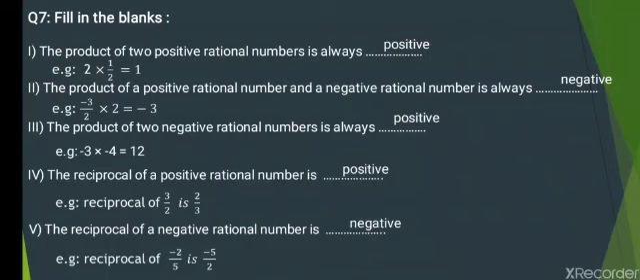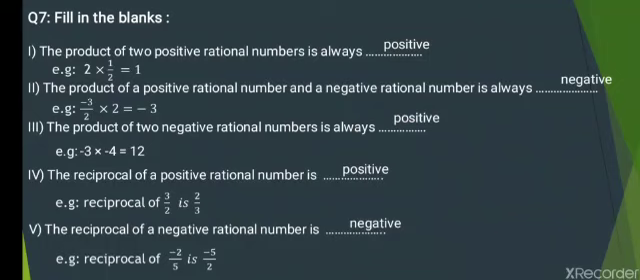Second part is the product of a positive rational number and a negative rational number is always negative. Why? Because positive, that is plus, and negative, that is minus. Plus minus is minus, so the answer will be minus. Here in this example you can see the first rational number is negative, that is minus 3 by 2, and the second rational number is positive, that is 2. When they are multiplied, the answer is minus 3. Why? Because plus minus is minus. 2 has a positive sign, 3 by 2 has a negative sign, so in the answer you will be left with minus 3.